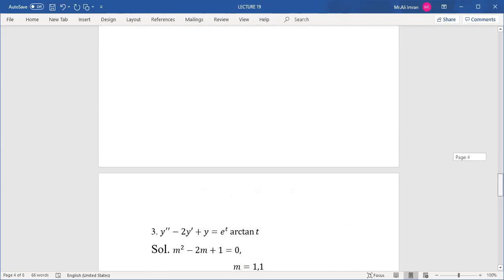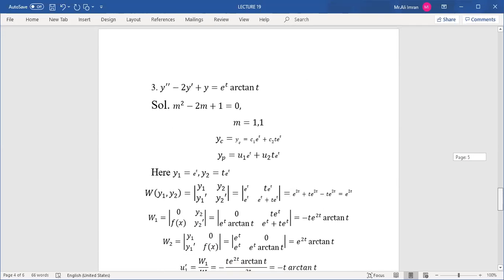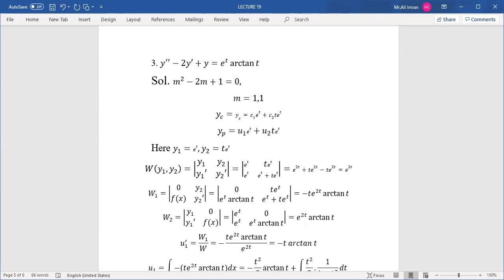Now we will solve another question. This is question number 14. y double prime minus 2y prime plus 5y is equal to e power t arc tan of t. It means tan inverse of t.